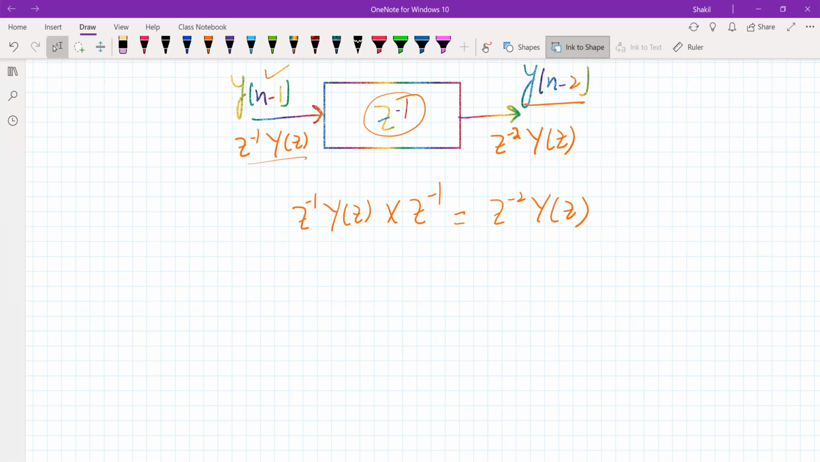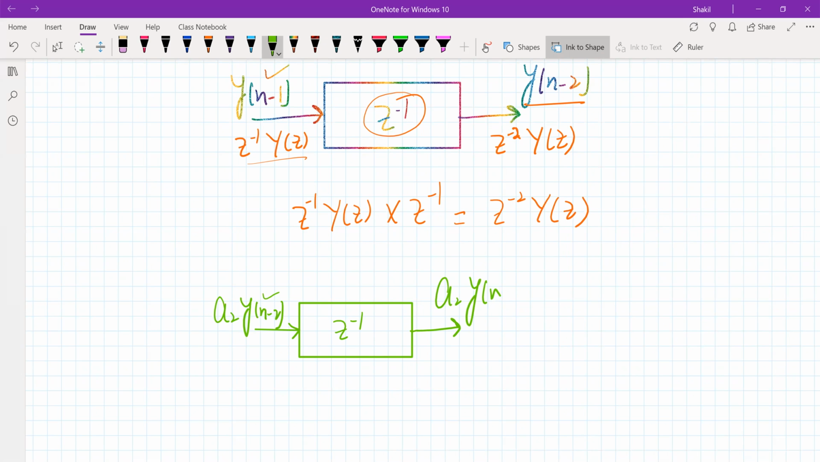All right, let me give one more example before I proceed. So this is our delay element, and suppose the input this time is a2 y of n minus 2. The output will be simply this input delayed by 1 sample time. It will be a2 y of n minus 2 minus 1, which we can write as a2 y of n minus 3.